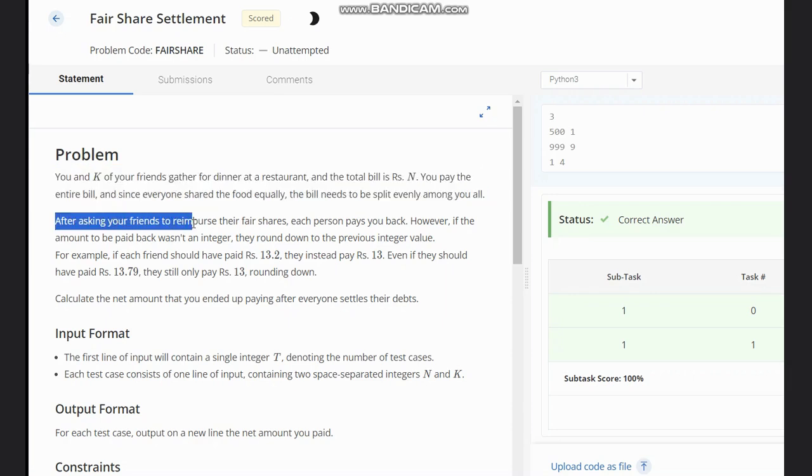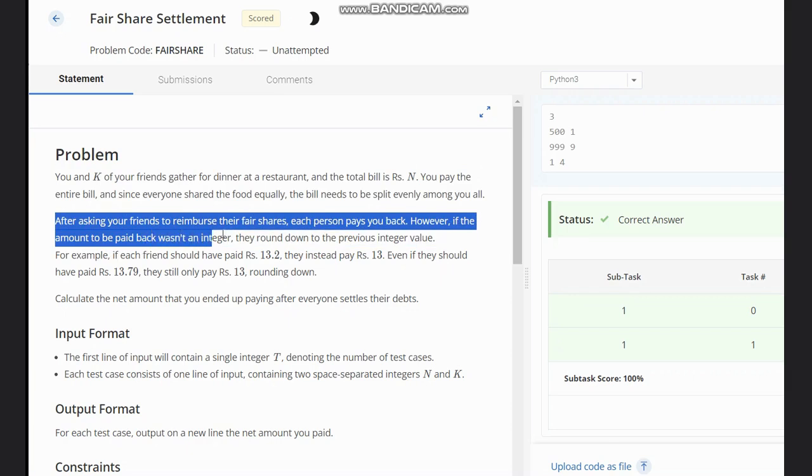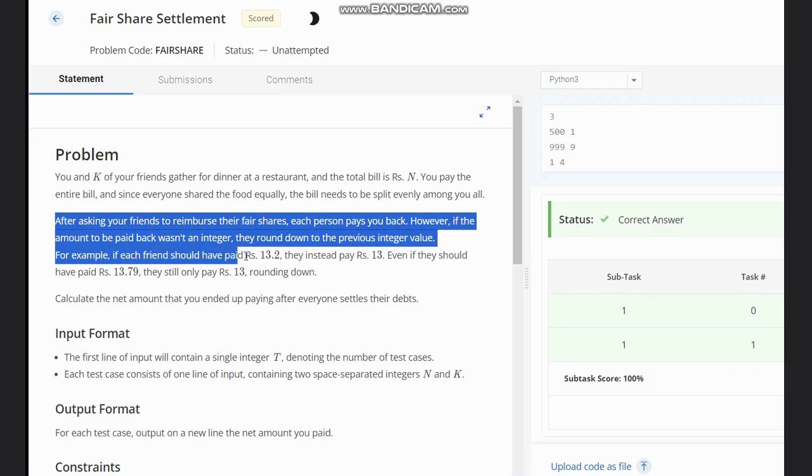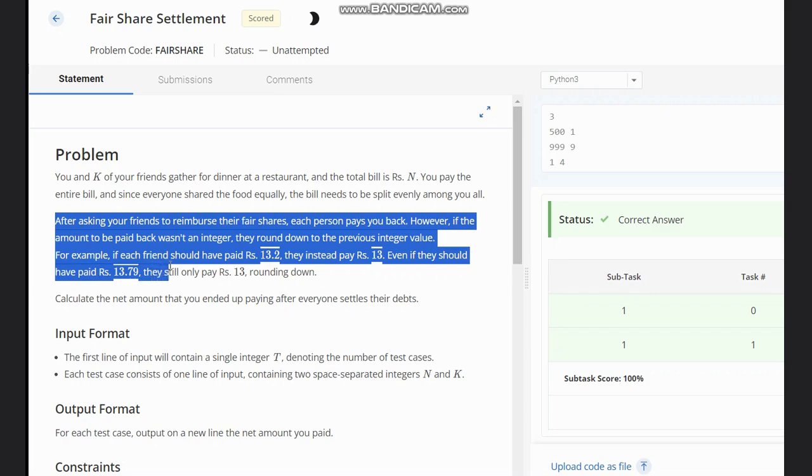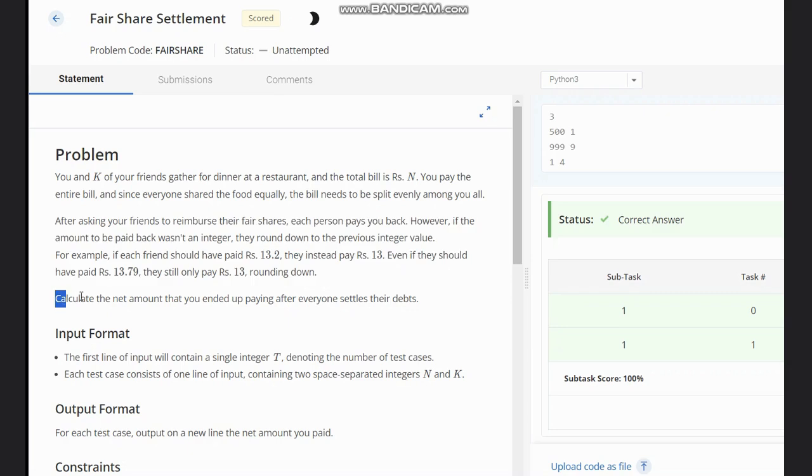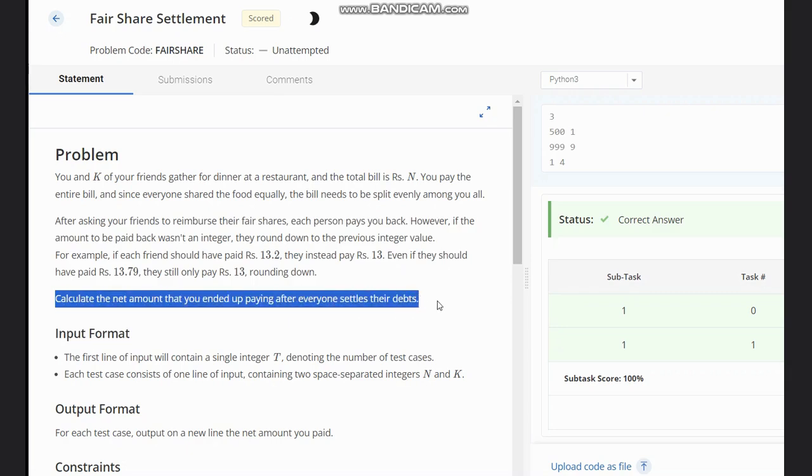After asking your friends to reimburse their fair shares, each person pays you back. However, if the amount to be paid back wasn't an integer, they round down to the previous integer value. For example, if each friend should have paid rupees 13.2, they instead pay rupees 13. Even if they should have paid rupees 13.79, they still only pay rupees 13, rounding down. So calculate the net amount that you ended up paying after everyone settles their debt.